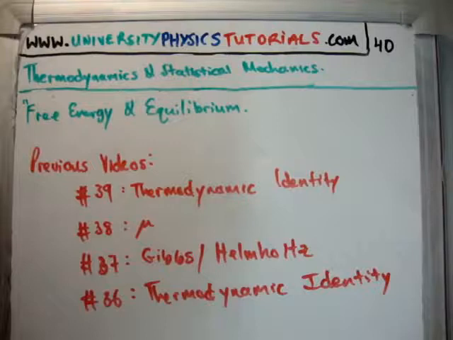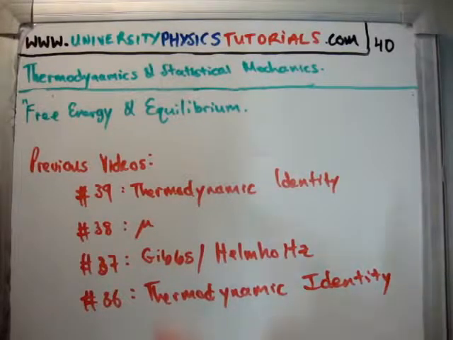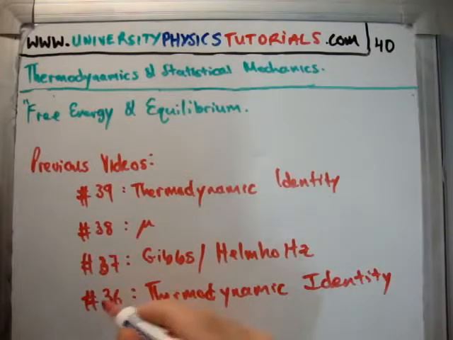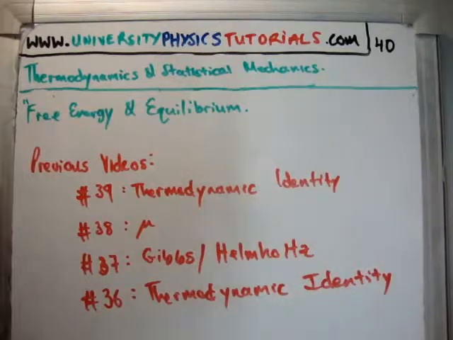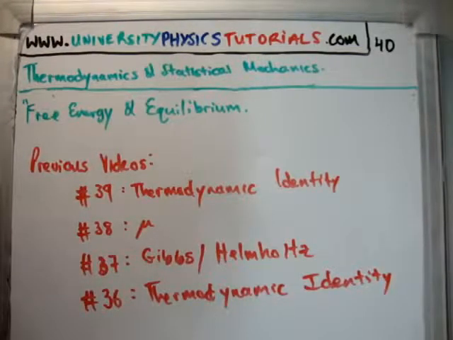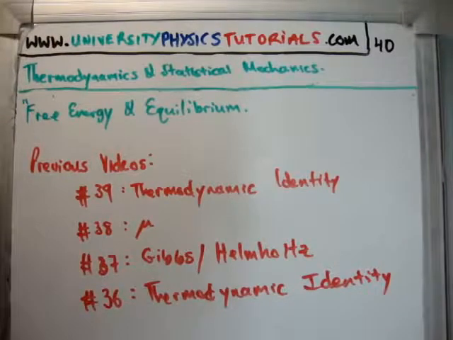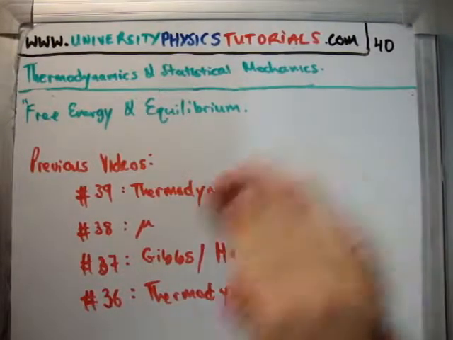So the previous videos to this, there are four relevant ones. I'd like to point out, by the way, in video number 39 I listed the numbers on the previous videos incorrectly. Anyway, look at number 39 where I discussed thermodynamic identities in terms of the Gibbs and Helmholtz free energies and the chemical potential. Number 38 I discussed the chemical potential. 37 I discussed the Gibbs and Helmholtz free energies. And number 36 I discussed the most basic thermodynamic identity.